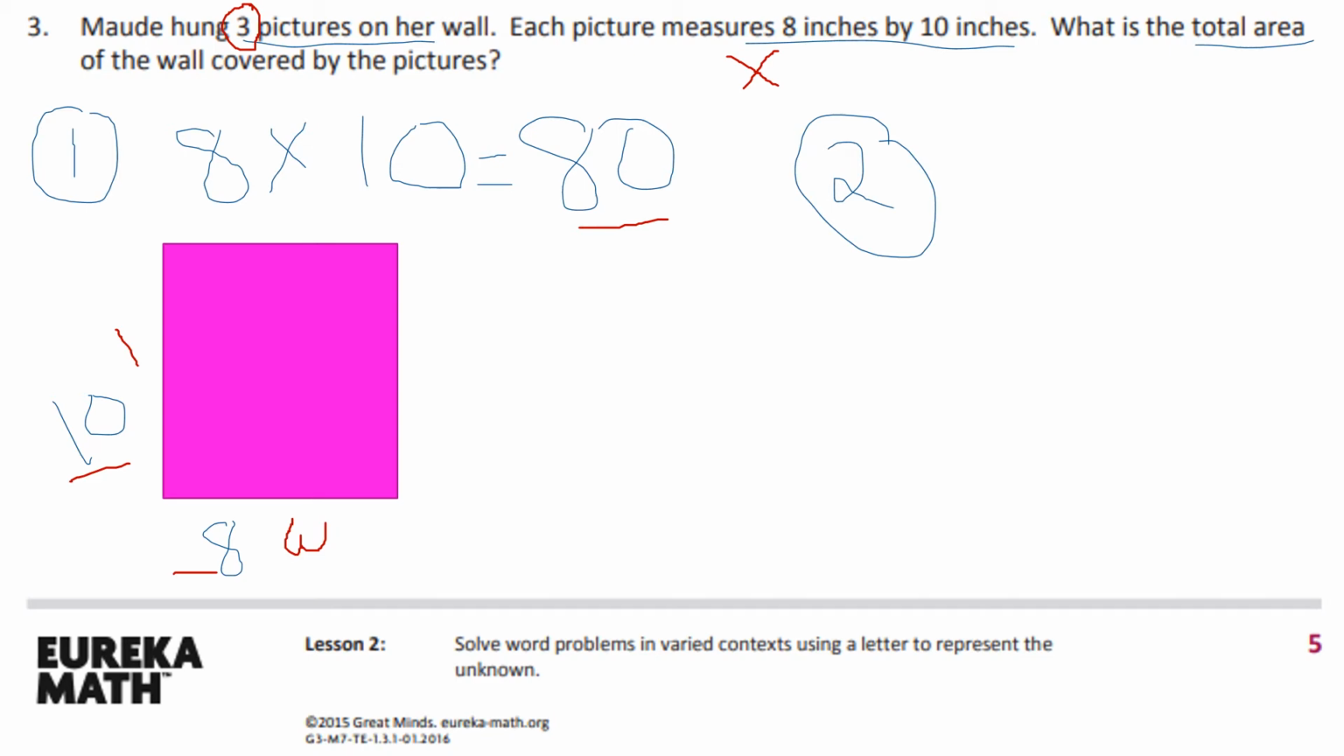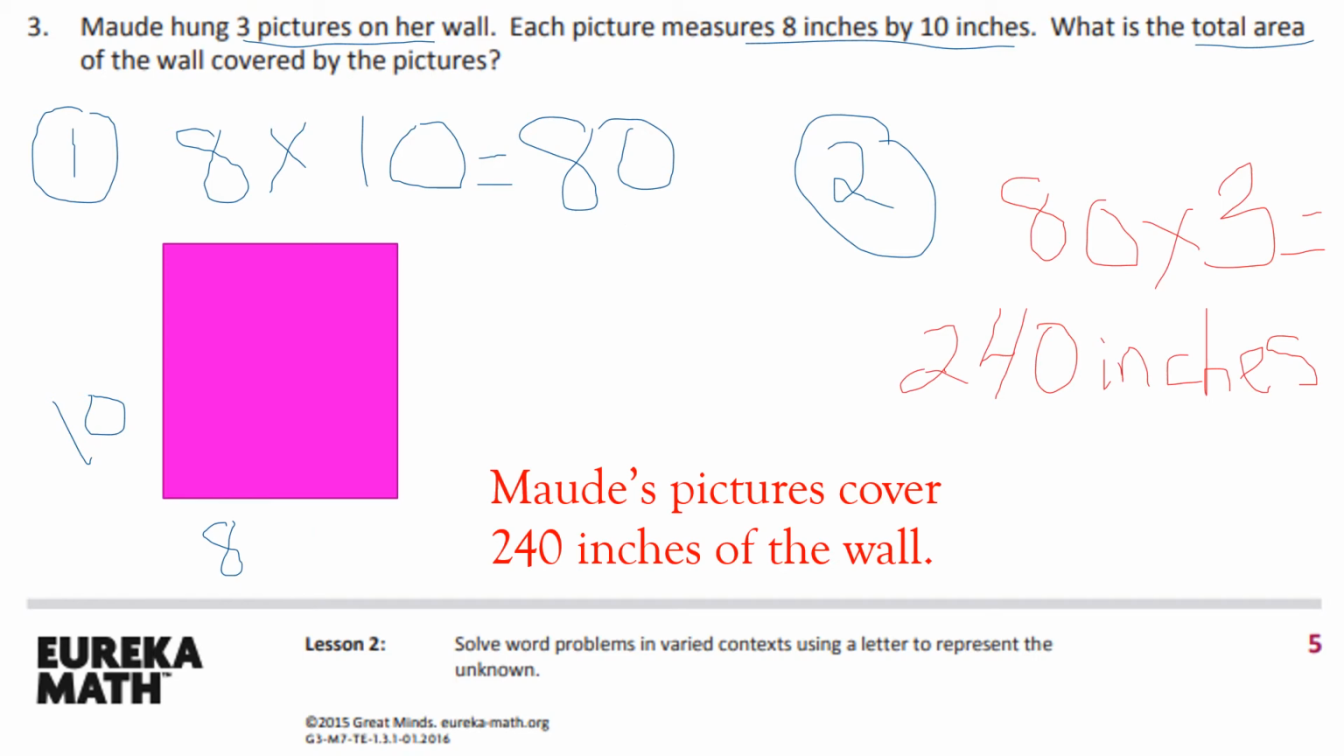All right, so I'm going to go over the answer now. If you need more time, just press pause. So as you can see, what I did was took that 80 and times it by 3 because there's 3 pictures. So 80 times 3 is 240.